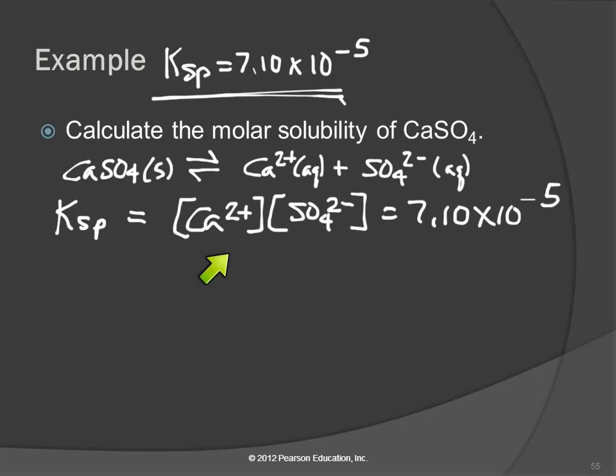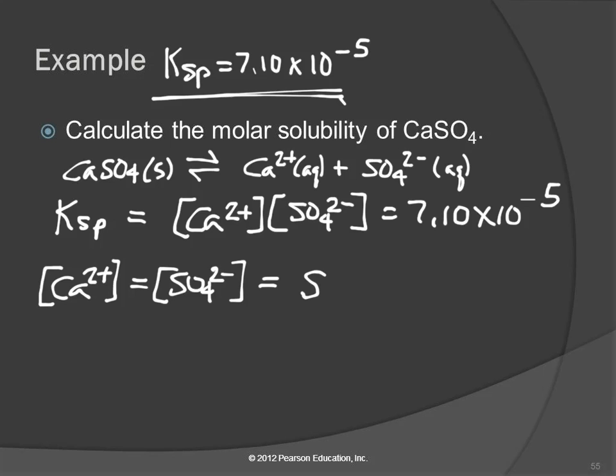What do we know about the relationship between the calcium ion concentration and the sulfate ion concentration? They're going to be equal, just like the left shoes and right shoes in a pair. So we know that that's not K-a, calcium, C, that's a C. The concentration of Ca2+ equals the concentration of the SO4 2-. And let's call that S.